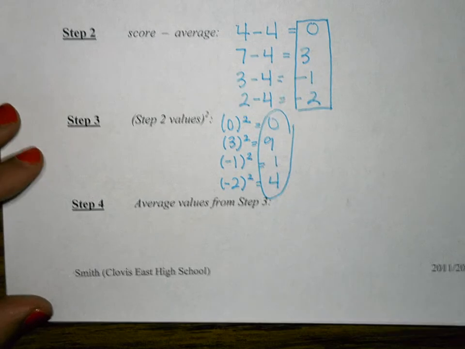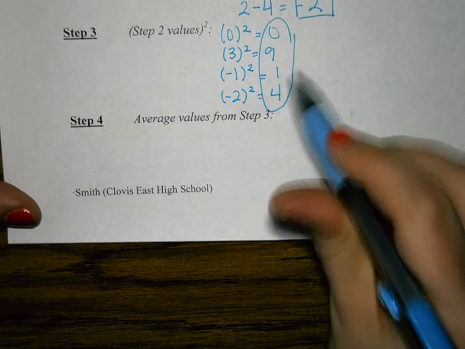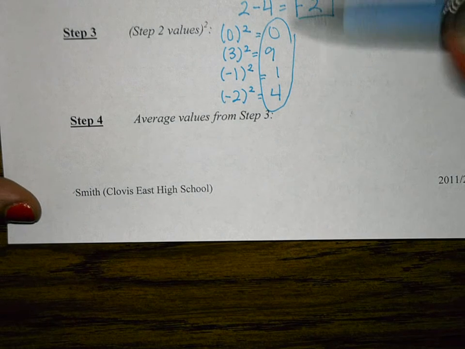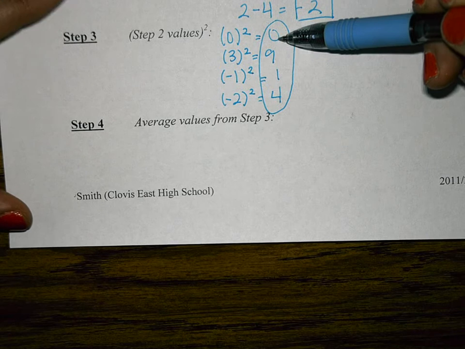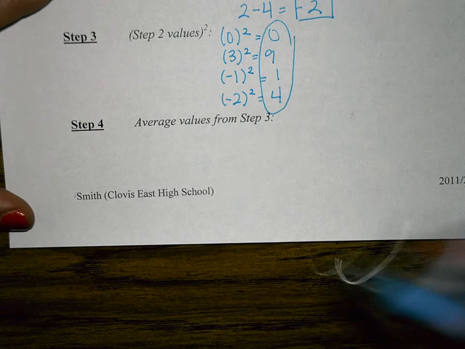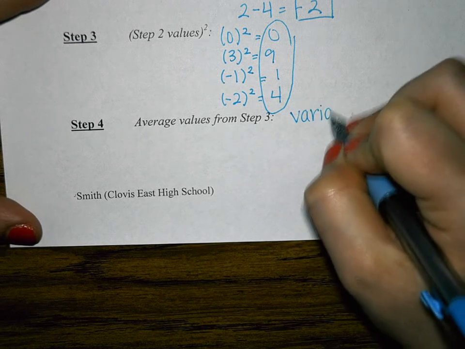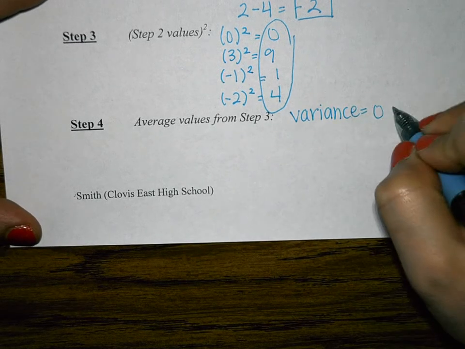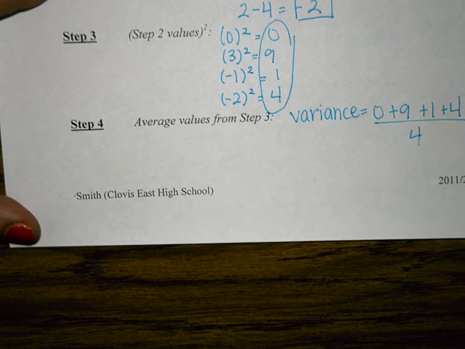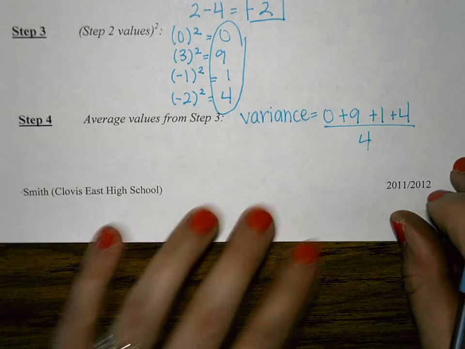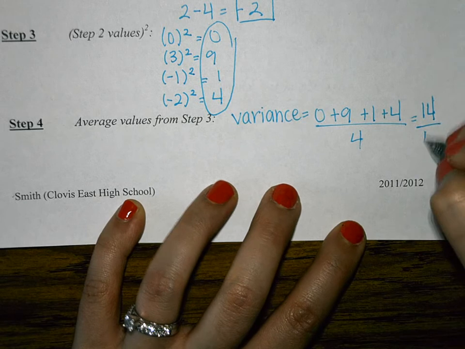So then our last step is we're going to take each of these squares and we're going to take the average of all of those. Now the one thing I want you to be aware of, this 0 counts as a piece of data. So you have to put it in there and you have to count it. So this is going to be, let's call it our variance, equals 0 plus 9 plus 1 plus 4, and divide it all by 4 again. So 9 plus 1 plus 4 gives me 14, divided by 4.